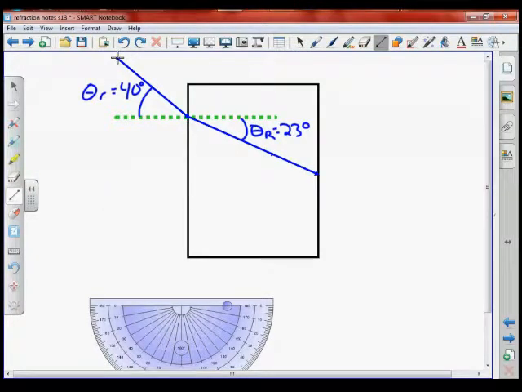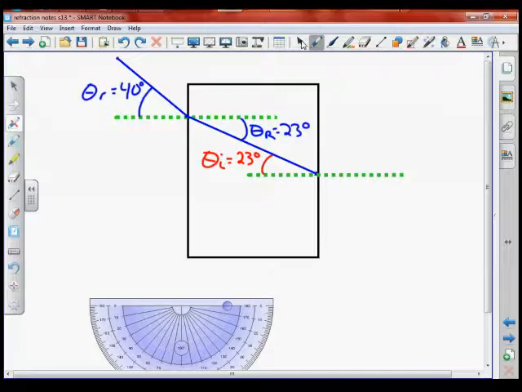So now the light's going to come out of the glass. We're going to need another normal line at the point where it leaves the glass. And with basic geometry, the angle of incidence as it comes in here is going to be 23 degrees. Since you had two parallel lines for your glass, our angle of incidence now leaving the glass is going to be about 23 degrees.